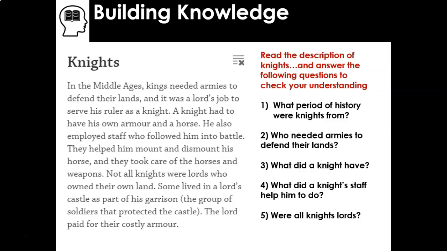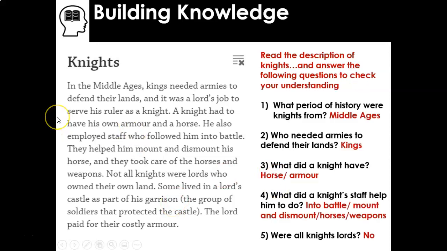So we're going to just pause it here. Miss is going to give you a set amount of time, and at the end we're going to make sure that we've got the five questions correctly answered. And all of this is to help us understand and build our knowledge of what a knight was and what a knight did. Okay, lovely people, let's look at the answers.